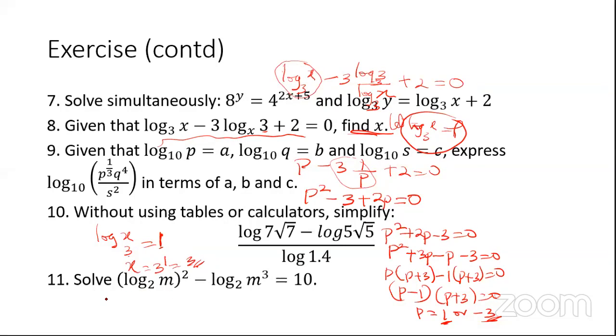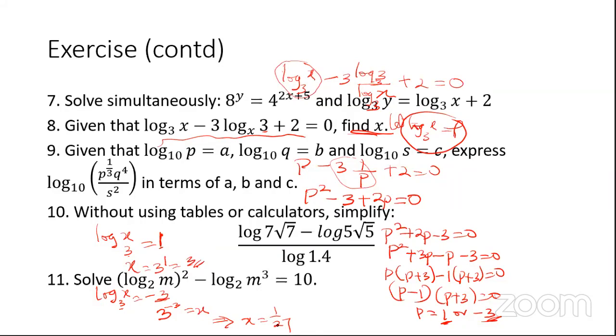Or when p is equal to minus 3, we have the logarithm of x to base 3 equal to what? Minus 3. The minus 3 is the power on top of 3 to make it become x, according to our definition. So 3 raised to power minus 3 equals x. And 3 raised to power minus 3 will give us what? 1 over 27. So x is equal to 1 over 27. I think that's the solution to that particular one.